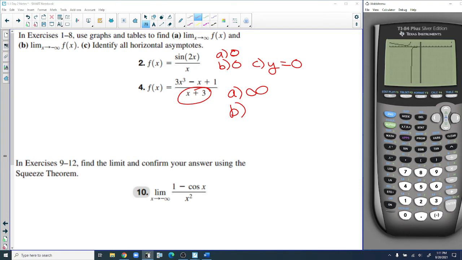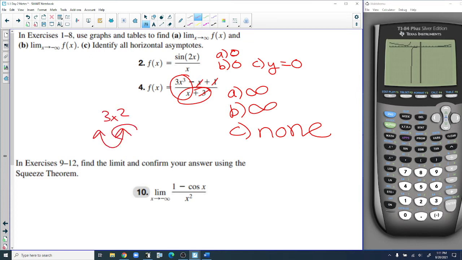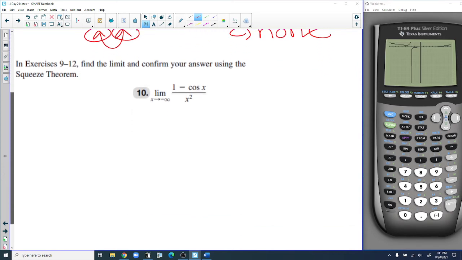And we can see the other side of the vertical asymptote, and we can see that it's going up to infinity. So C is none. Now, another way to do this is for infinity, these don't matter. The only thing that matters is this right here. That reduces to 3x squared. 3x squared looks like that. So on the ends, it's going up on both sides, up to infinity.